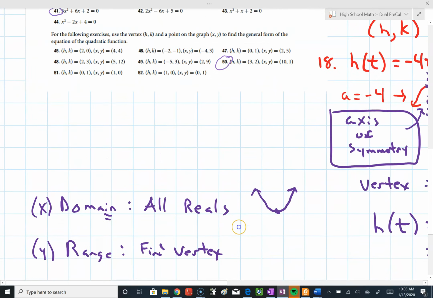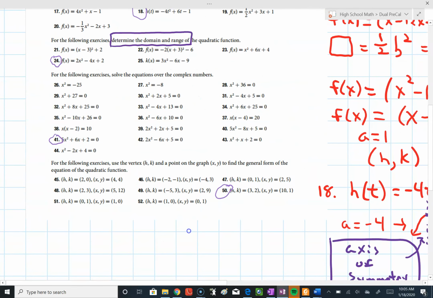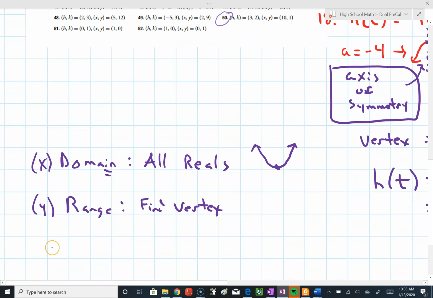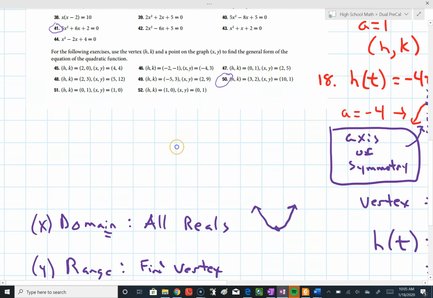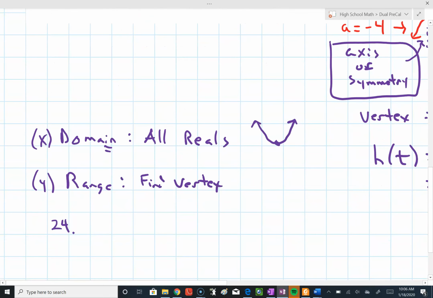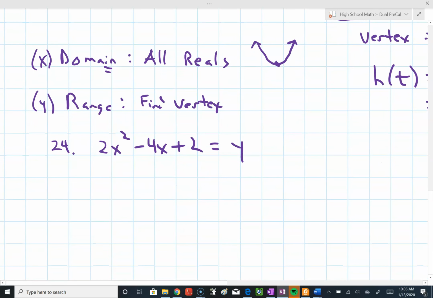So in this particular example, number 24, 2x squared minus 4x plus 2. Why is that? All right, f of x or y. I could do it in either of the ways I showed the previous one. I'm going to repeat the completing the square method because we have a different a here. I think it'll be useful for you.